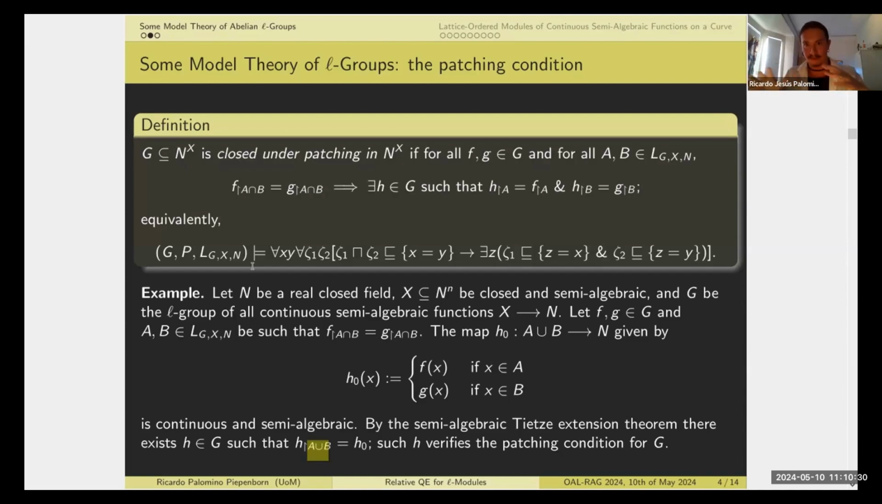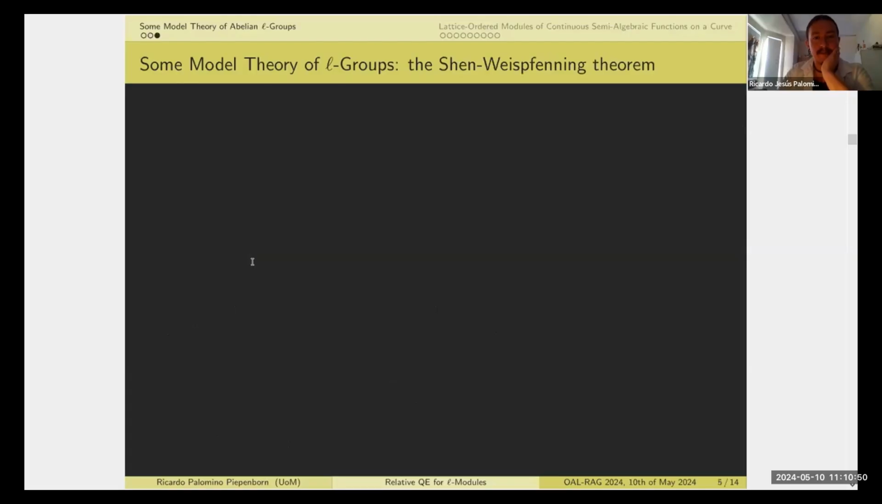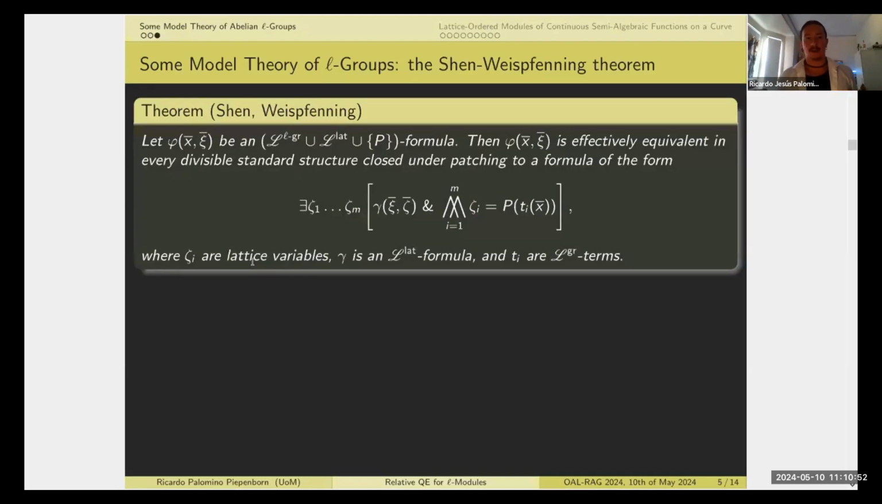And this comes from the fact that you can represent any abelian L group as the L group of global sections of a certain sheaf of L groups. Okay, good. So now I have all the ingredients necessary to give this Shen-Weispfenning theorem, which is on the next slide. Good. So what is this theorem? It says the following. So let me just break it down carefully. What is the setup?